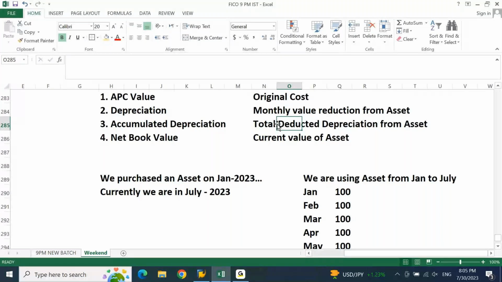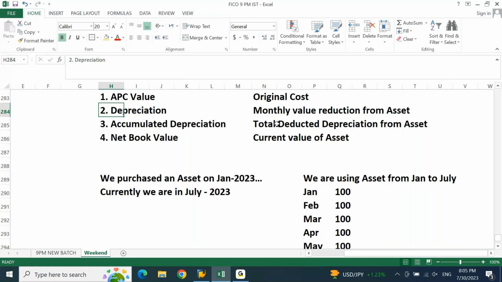So when you talk about depreciation, we are talking about the month in which you posted the depreciation. Depreciation always talks about one month amount. Whatever the month you are talking about, that month value you need to represent.